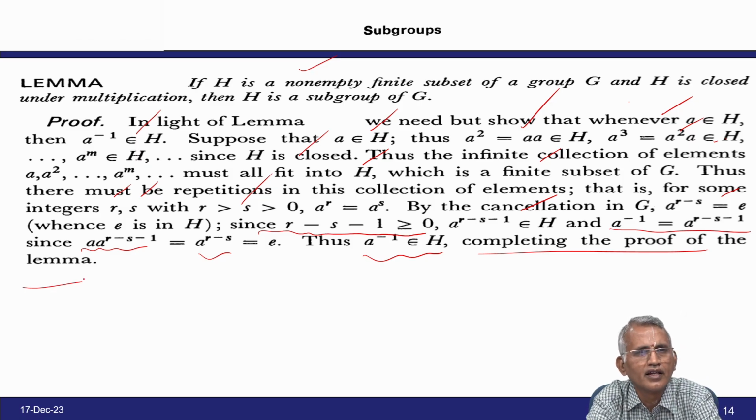So, this way we can prove that if H is finite and it is a subset of G, then obviously H is a subgroup of G, according to the proof of the theorem.